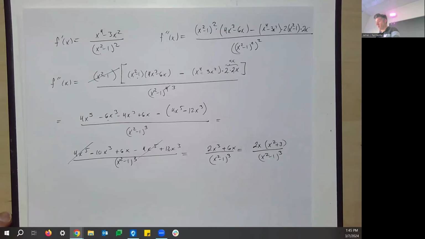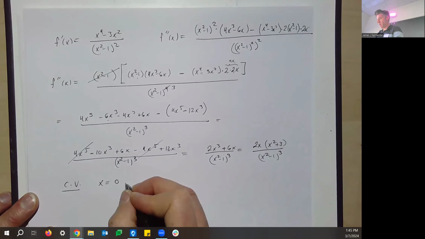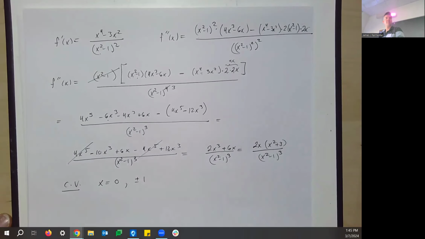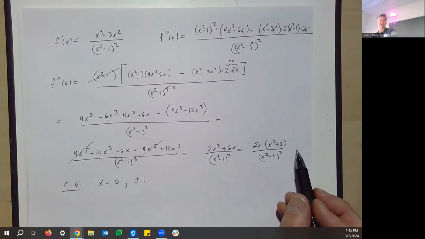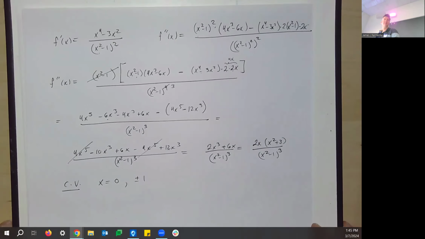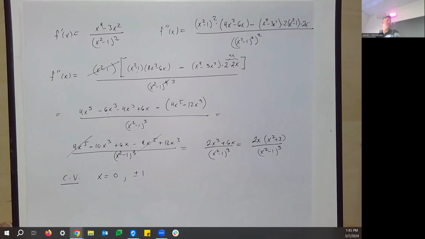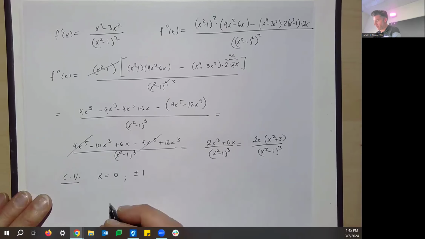Whew. So our critical points here are x equal to 0 and plus or minus 1. This factor here, x squared plus 3, doesn't give us anything because x squared plus 3 equal to 0 would mean x would have to be the square root of a negative number. So I know that was kind of a lot. Any questions or clarifications before we do the number line for this thing? You're always welcome to ask no matter where we are.